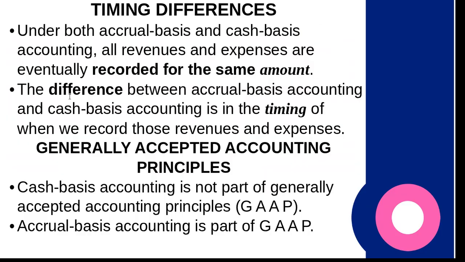So, timing differences: under both accrual basis and cash basis accounting, all revenues and expenses are eventually recorded for the same amount. Yes, the amount does not differ, but the difference between the accrual basis and the cash basis is the timing. One is waiting till the money is paid before recording it, while one has already put it into record, and then the account moves on.